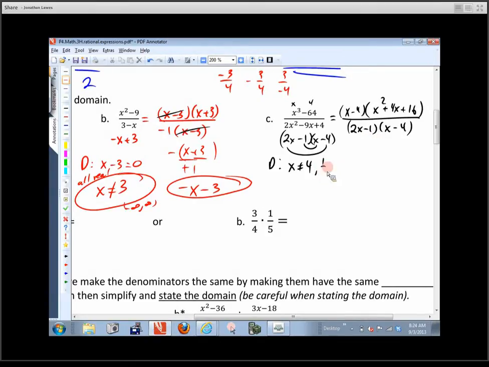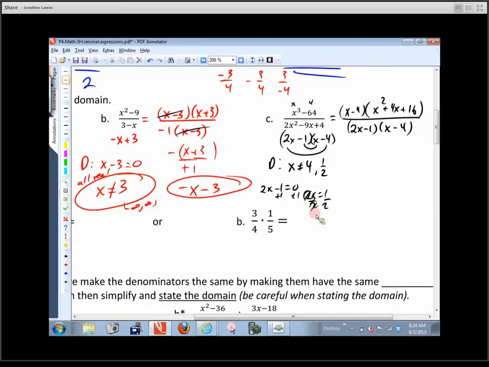Everybody see why? What makes 2x minus 1 equal to 0? Remember, we can't have a 0 in the denominator. A 0 is a factor in the denominator. So we add 1 to both sides. So I'd have 2x equals 1, divide by 2. There's my x equals 1/2.